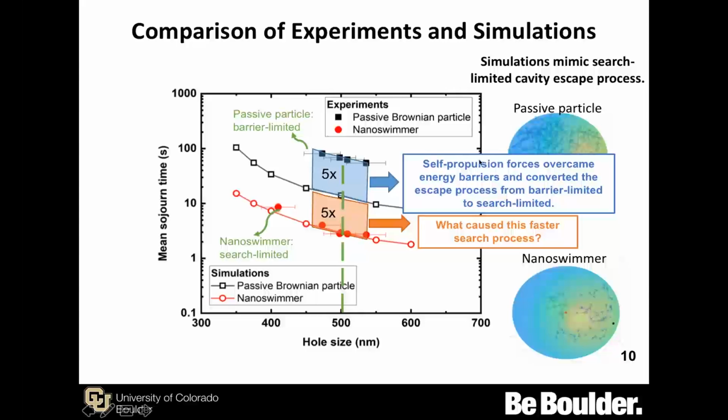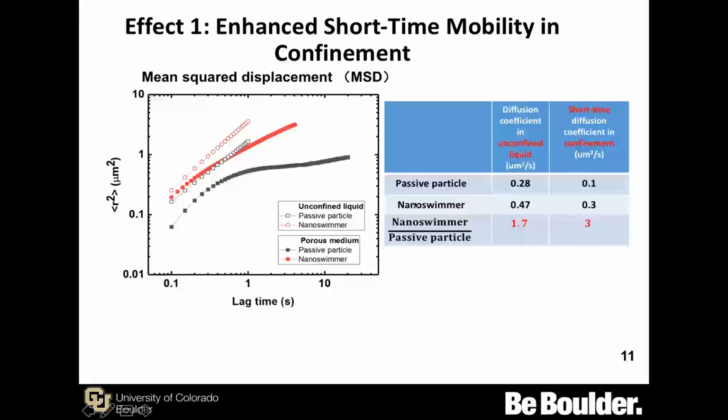So the first part, the self-propulsion force overcoming the energy barrier, accounts for about 5 times. And the next 5 times, where does that come from? Well, to understand this, we first thought, okay, let's compare the diffusion coefficient inside of this confinement. Therefore, we calculate the MSD again, but this time in the porous medium.